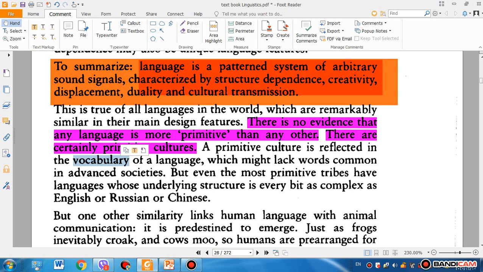A language which might lack words common in advanced societies, but even the most primitive tribes have languages whose underlying structure is every bit as complex as English or Russian or Chinese.